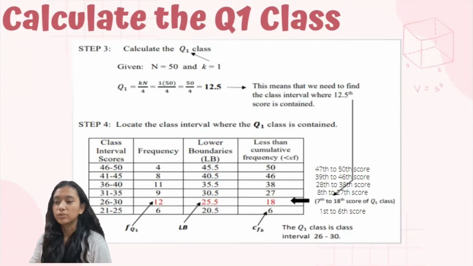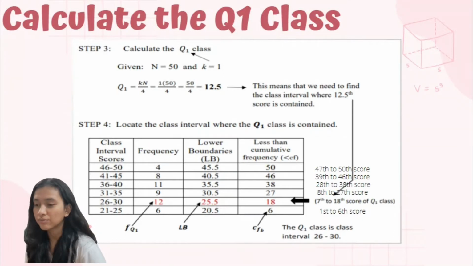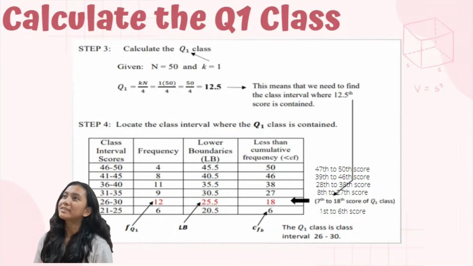Now that we have learned to find the lower boundary and the cumulative frequency, we can calculate the quartile 1 class.